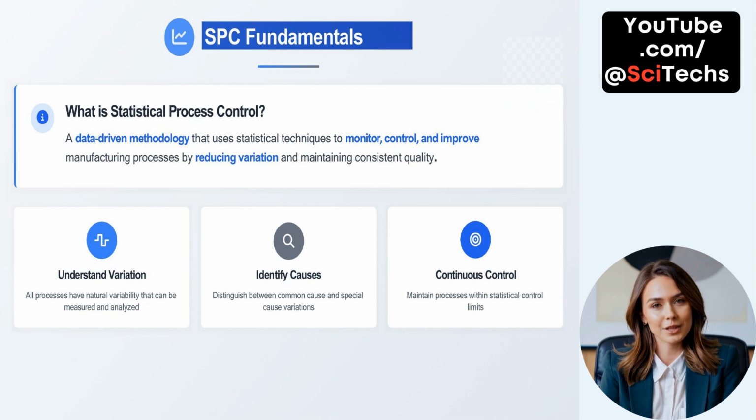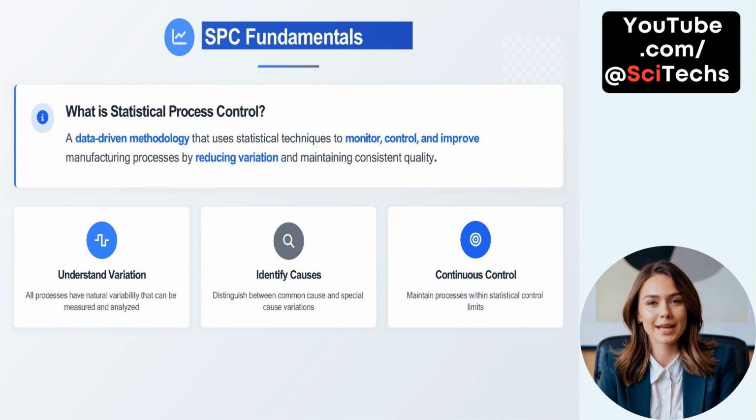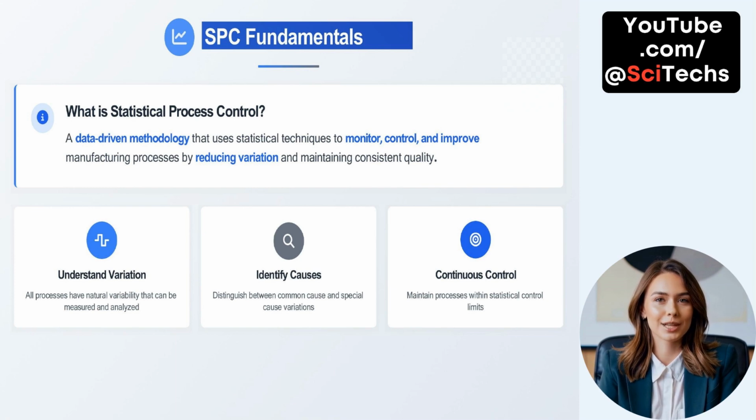First, it is essential to understand variation. Every process has natural variability, and recognizing these fluctuations helps determine what's normal and what's not. Next, we must identify causes of variation. By distinguishing between common causes, those inherent to the process, and special causes, which arise from specific events or shifts, teams can take targeted action.